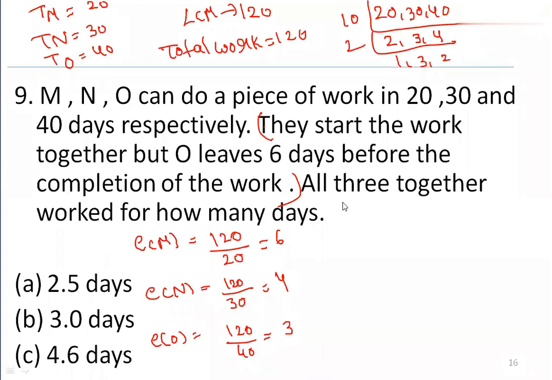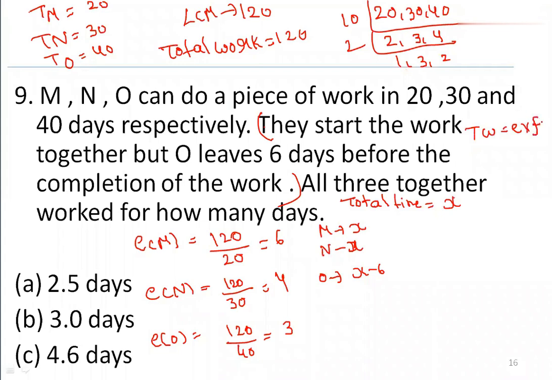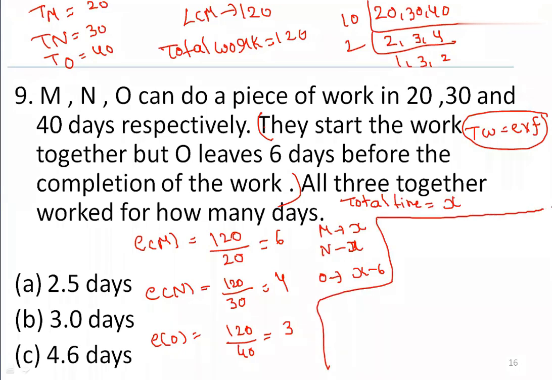So let's say total time is some X. Total time to finish the work is X, which means M is there till the end of the time and N is there till the end of the time, and O is leaving 6 days before, which means O is working till X minus 6 days of time. So we already know the basic value, total work equals efficiency into time, guys. So this we are working out here and then solving the question.